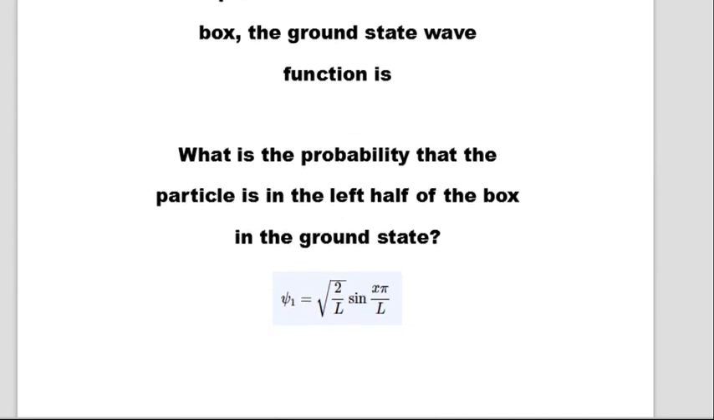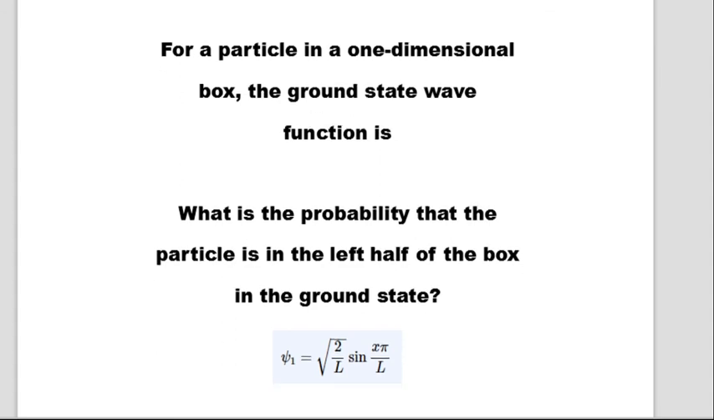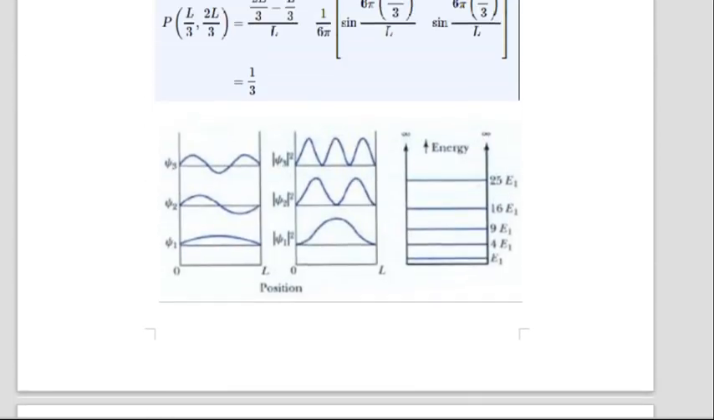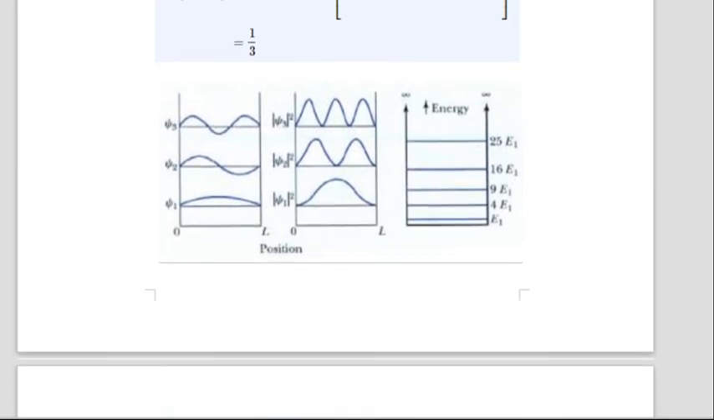One more question. For the particle of one-dimensional box, the ground state wave function is psi 1 equals square root of 2 by L sine pi x by L. Right? What is the probability that the particle is in the left half of the box in the ground state? You can do the integration as the above and put the value of A and B there as 0 and L by 2 and find the value. If you find the value, it will be 1 by 2.